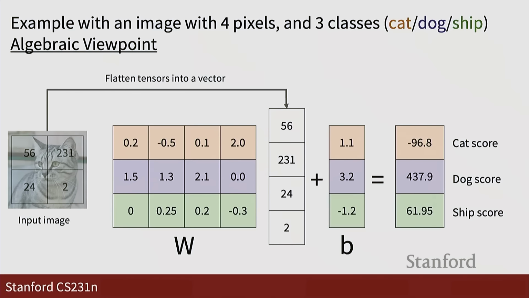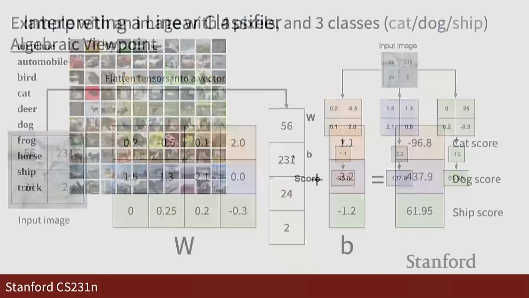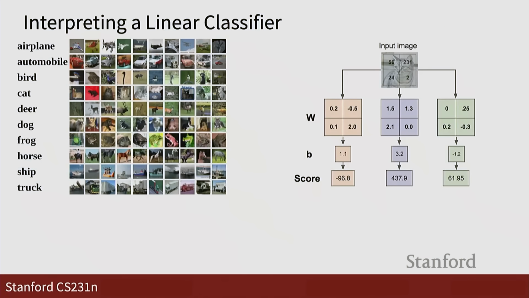Now let's look at some visual perspectives of this linear classifier. For each of the classes, we have a row in the matrix W. So this row is kind of a template for that specific class. If I separate it like this, this image is multiplied by W and B, and W holds the template for each of the 3 classes of cat, dog, and sheep.